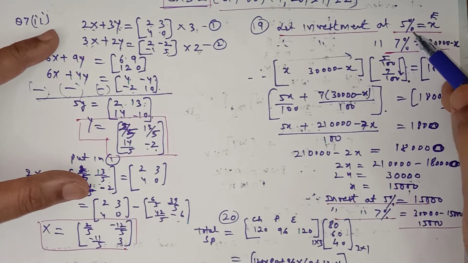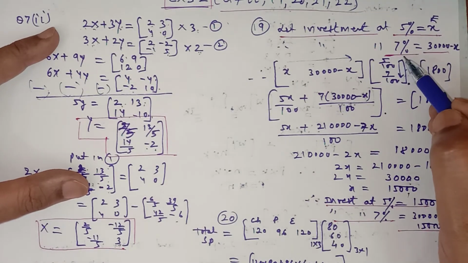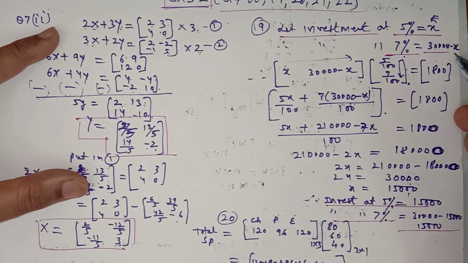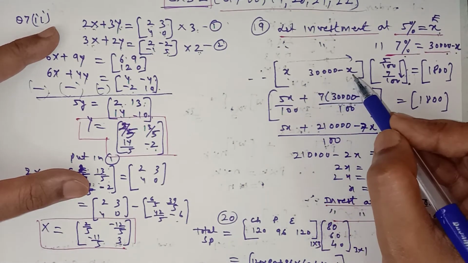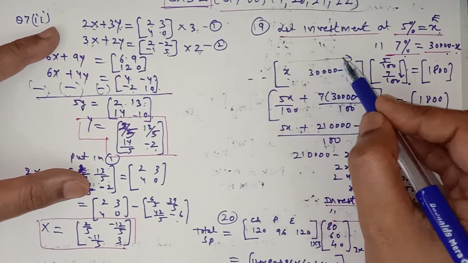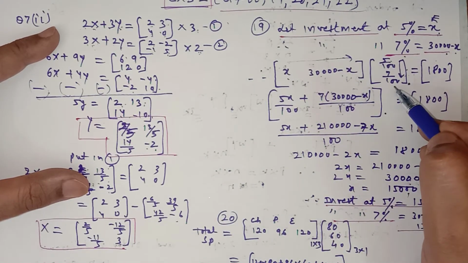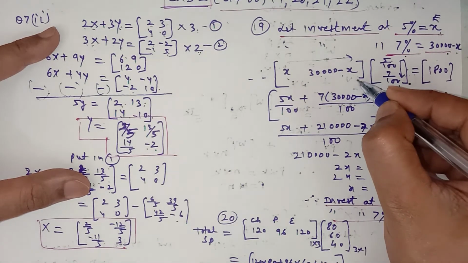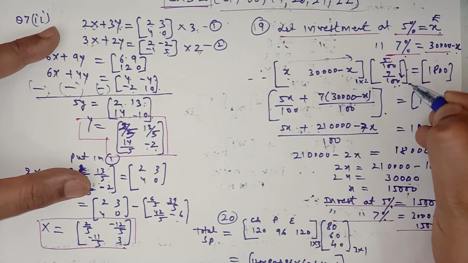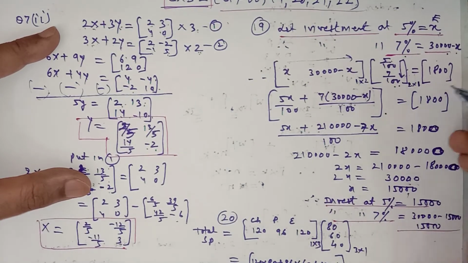So let the investment at 5% be x, therefore the investment at 7% will be 30,000 minus x. You have to use matrices to solve it. So x and 30,000 minus x is the investment. I have taken this row matrix, and for the 5% and 7% interest I have taken a column matrix, because this is of order 1 by 2 and this is of order 2 by 1, so we can multiply, and the order of the product is 1 by 1.